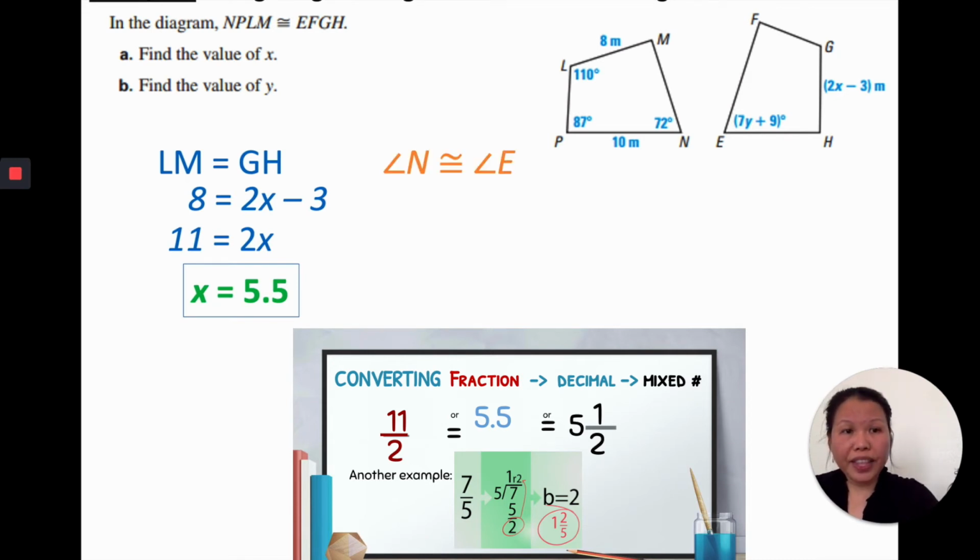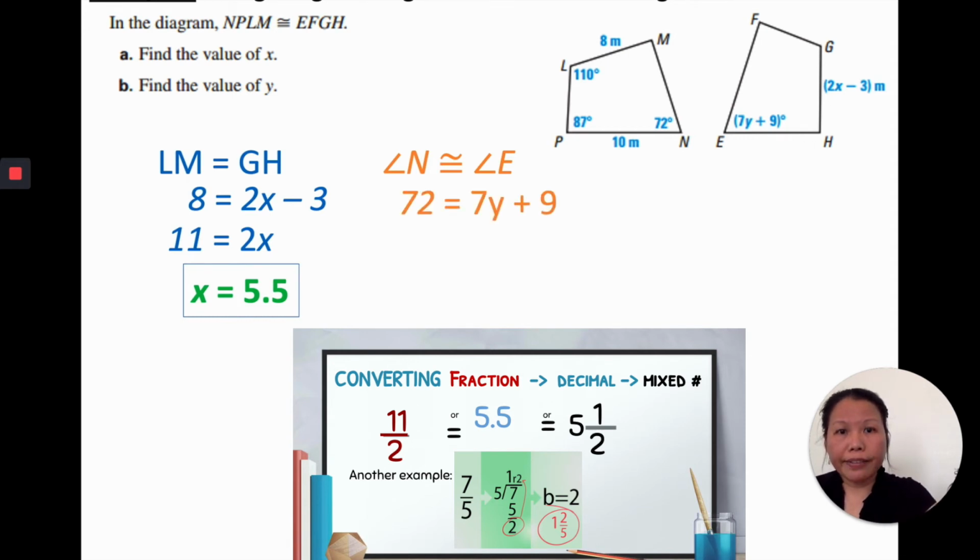We are looking for the angle, and we know it's an angle because of the unit degree. 7y plus 9, and the corresponding angle, if I turn this one sideways, is going to be the corresponding angle, 72 degrees. To test it out in this statement, I have angle E and angle N. Angle E is the first letter on the right. Angle N is also the first letter on the left side. So that's how I get the corresponding angle from this statement, and I also show you how to take it from the figure. Whichever is better for you, you can use it.